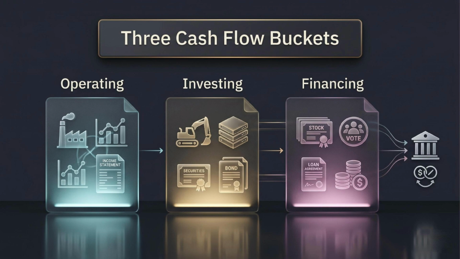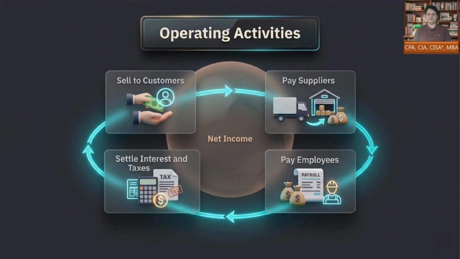When you see a transaction, ask two questions. First, did cash move? Second, which activity explains the purpose of that cash movement? If you answer those two questions correctly, most classification problems become manageable. Operating activities usually connect to net income and the core business cycle.